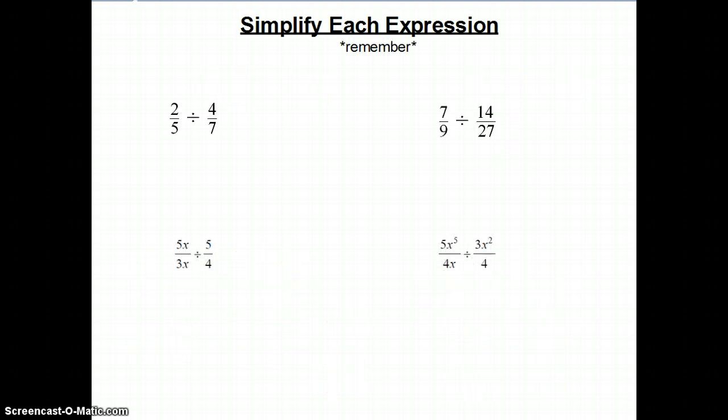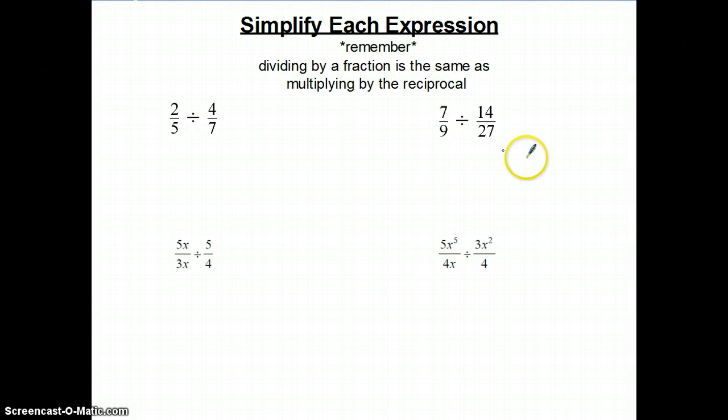Now we're going to go into division of two rational expressions. Remember, dividing by a fraction is the same as multiplying by the reciprocal. What this means is if I have a fraction and I am dividing by a second fraction, instead of dividing, I am going to take the reciprocal of that second fraction, so flip it over to 7 over 4, and change my division to multiplication.